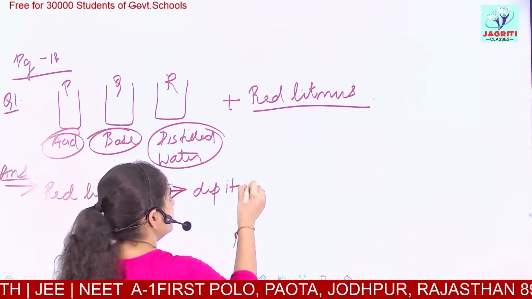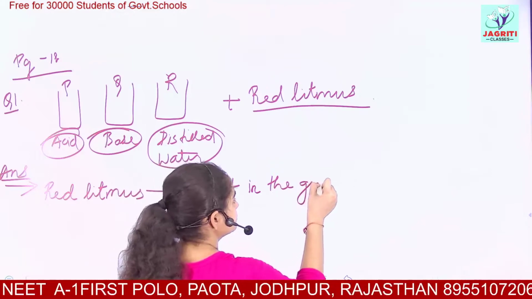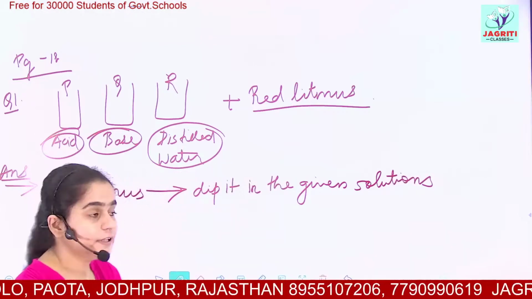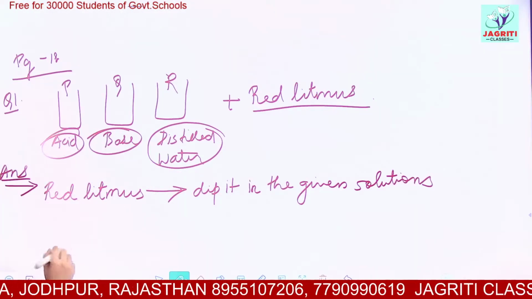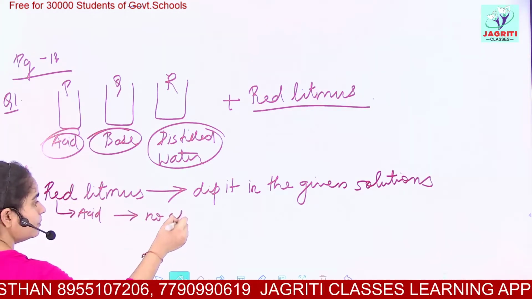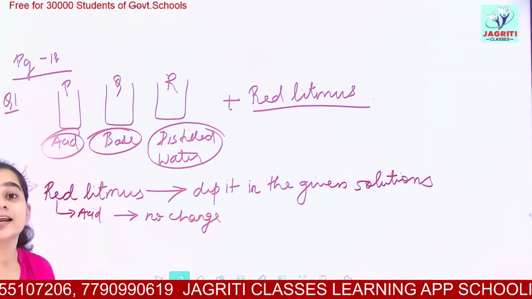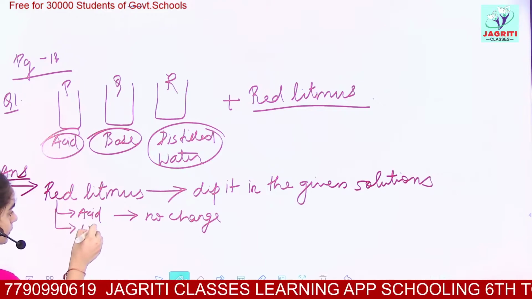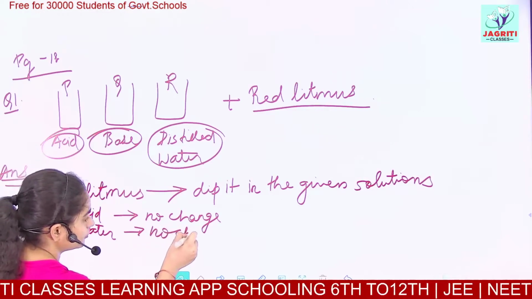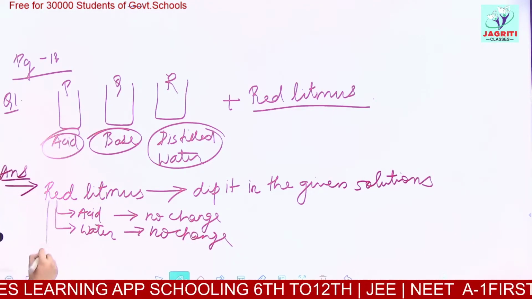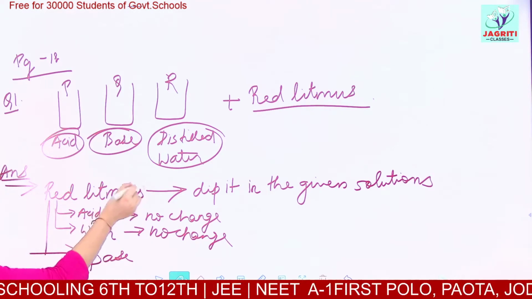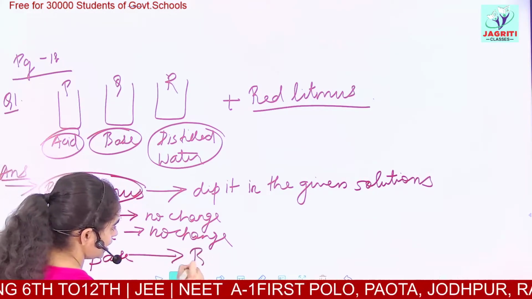Dip it in the given test tubes, in all 3 solutions. You will observe that when red litmus is dipped into an acid, it shows no change because acid does not react with red litmus. If you put red litmus in water, again no change is observed. But when you put this red litmus in a base, your red litmus paper will change to blue color.